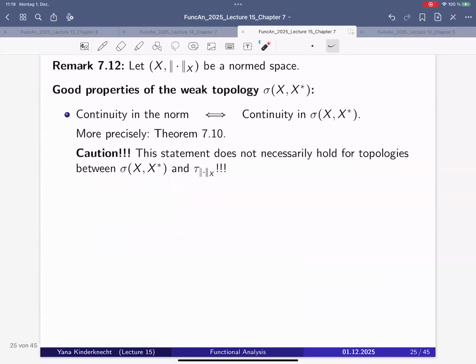Second good property, continuity. So we have this statement. It works for this topology and this topology, but this statement does not necessarily hold for topologies in between. So nobody said that there is nothing in between. Probably there is. It depends on particular spaces. Okay. So it's really a very nice result. We have two different topologies. In the infinite dimensional situation, one is strictly weaker than the other, but the continuity in both senses is equivalent.